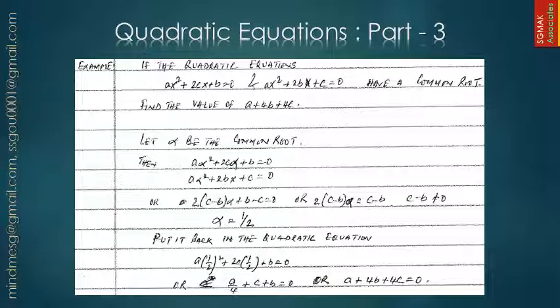So let's say the common root be alpha, then alpha satisfies both the quadratic equations, and then we use that to solve. Since c minus b not equals 0, alpha comes out to be 1/2. So if you put that back into the first quadratic equation, then well, both will give the same answer. So a over 4 plus c plus b equals 0, or a plus 4c plus 4b equals 0. We'll get the same answer if you put alpha 1/2 as the root of the second equation. Okay, moving on.